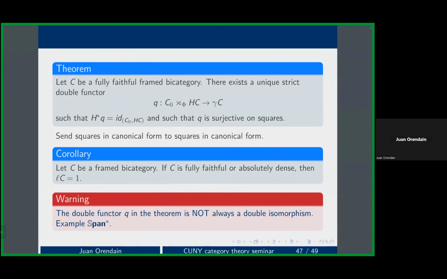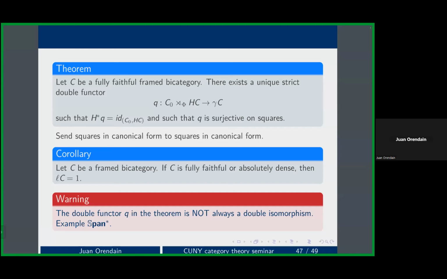Now our main theorem on this: if C is a fully faithful frame bicategory, then there exists a strict double functor Q from this cross product of the decorated horizontalization of C by this π2 of indexing that we extracted into the globularly generated pace of C, such that Q is the identity on the frames on the decorated horizontalization of C, and Q is absolutely dense on squares. So Q is surjective on squares.